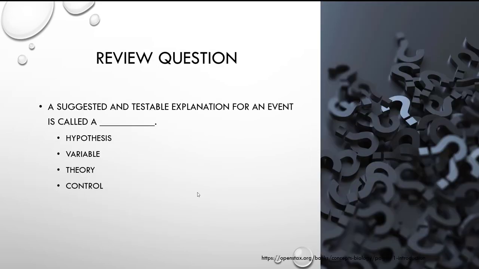So here's a review question. A suggested and testable explanation for an event is called: is it a hypothesis, a variable, a theory, or a control? If you chose a hypothesis, I would agree with you. It's not quite a theory yet because it's just a simple event. A hypothesis is a suggested and testable explanation for an event. Theories are more broad and have been tested over and over and over again.